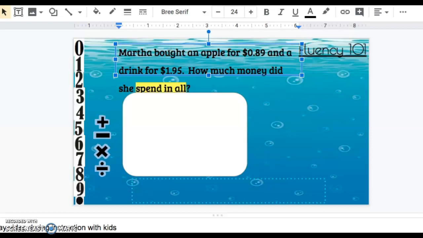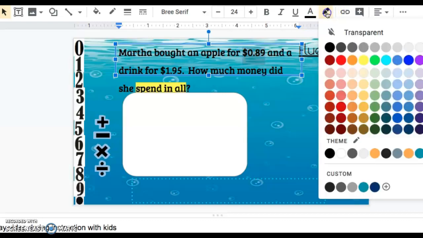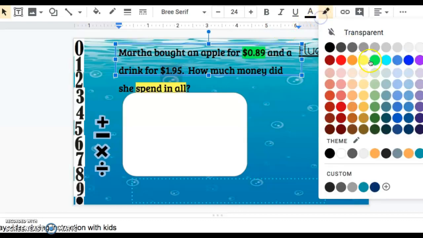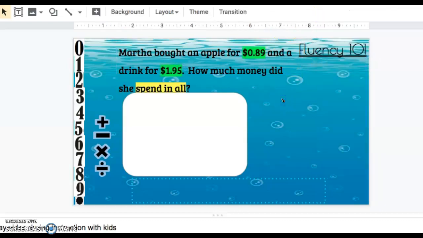She's buying these items, an apple and a drink. The apple costs her, and I'm going to highlight that a different color so we know. I'm going to highlight it green. The apple cost her 89 cents and the drink cost her $1.95. Okay, so if she bought those two items and we need to know how much they cost her in all, we're going to add them up.